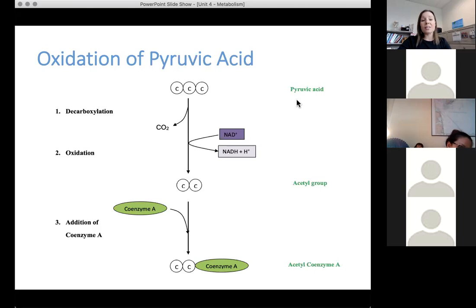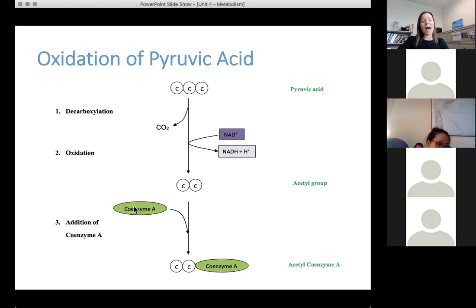And you're giving those things to NAD. Again, this is what happened in glycolysis. So you're reducing NAD to make NADH plus H. And this is now a high energy molecule. It's storing energy that's going to be used in the last step.